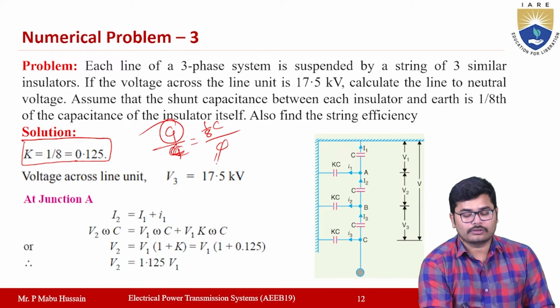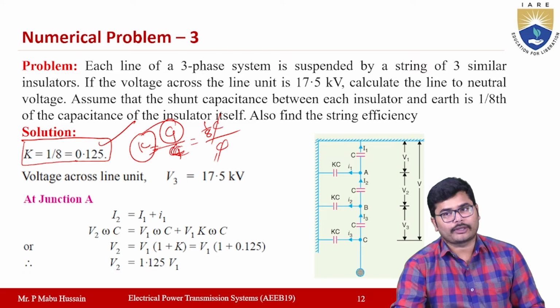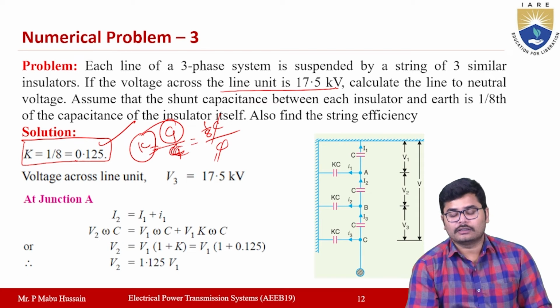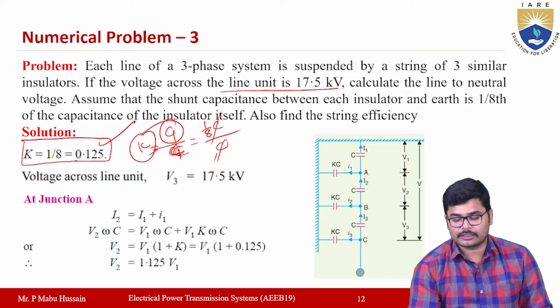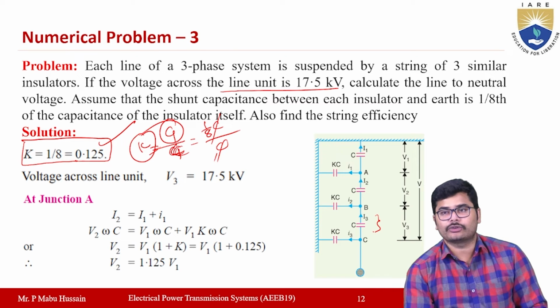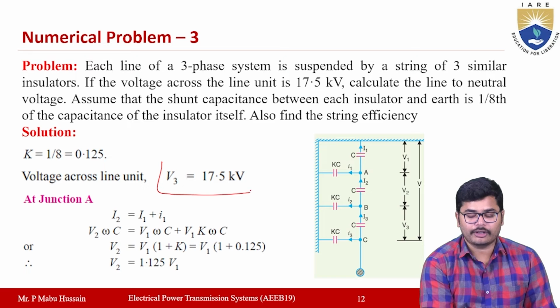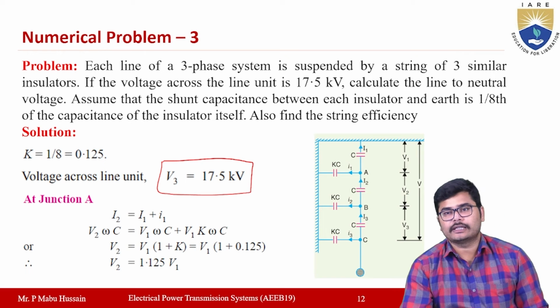So if you cancel this, you will get the value of K, which is 0.125. They have also given the line unit voltage. Line unit here is nothing but the voltage across the disk nearest to the line, which is V3. The V3 value is 17.5 kilovolts, as given.